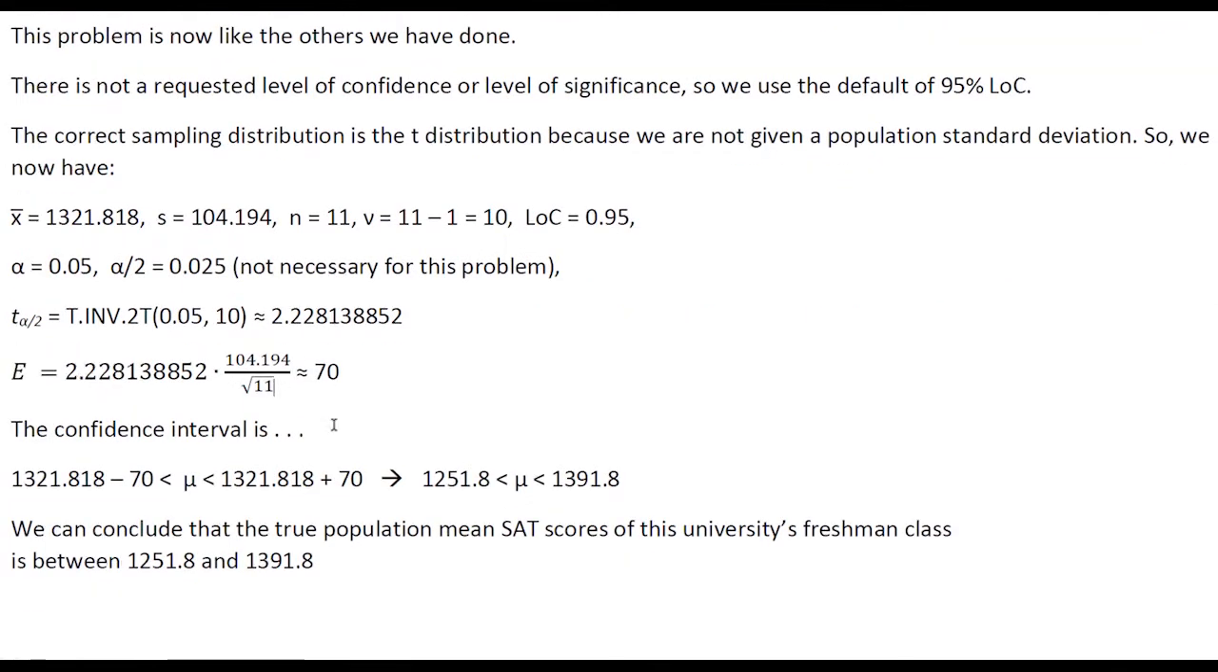What that means is the confidence interval is whatever my sample mean is minus 70, whatever my sample mean is plus 70, and it works out to be 1251.8 is less than mu, which is less than 1391.8. In other words, we can be 95% confident that the true population mean of the freshman class at this competitive university, that their combined SAT scores fall somewhere between 1251.8 and 1391.8. And that's basically what the conclusion is right over here.